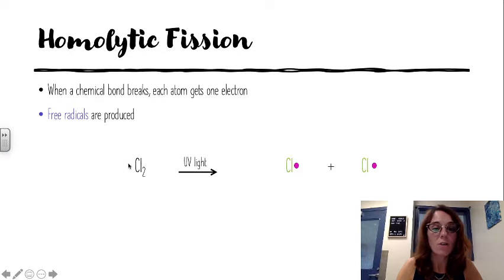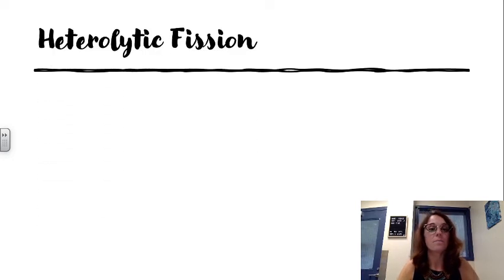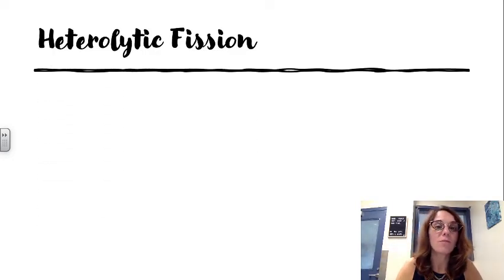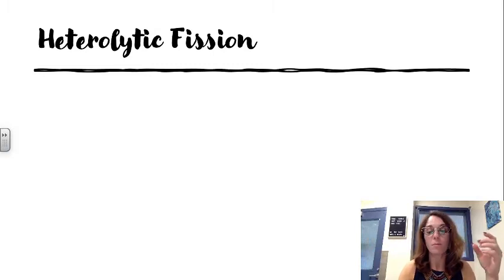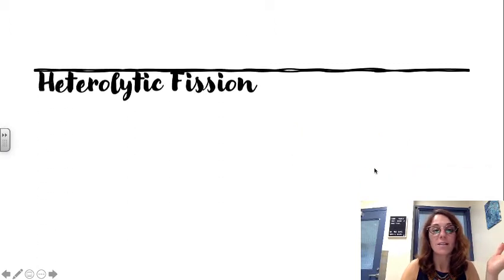So here I've got chlorine. Chlorine can be broken apart using UV light. So now I have two free radicals that each have a single unpaired electron. When I put these together, these two unpaired electrons come together to create that shared pair, which is our bond. A heterolytic fission is when you create these free radicals, but you have two different products. So here, I've got the same thing. I've got two chlorine atoms that are exactly the same.